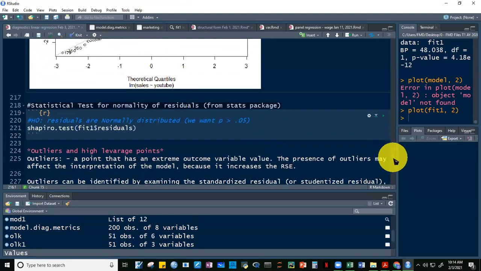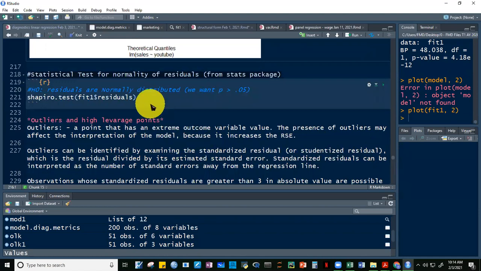Okay, then. Merong test din, no? Just like yung sa homoscedasticity, merong test ng normality. And the test that we use for that, coming from the stats package, lagyan natin dito stats, para alam nyo na stats package yan, is the Shapiro test. Ang null hypothesis natin dyan, guys, residuals are normally distributed.